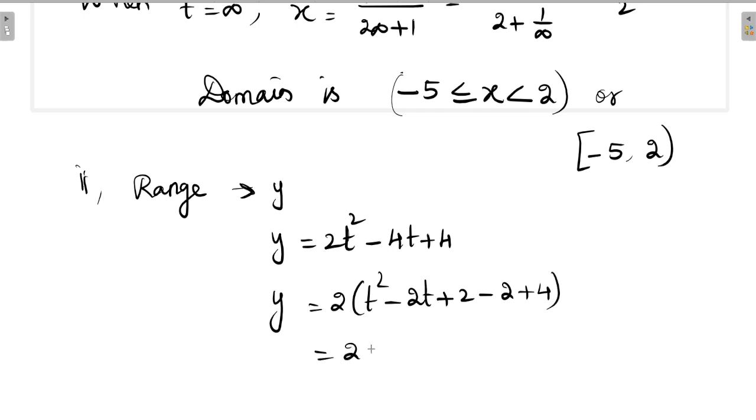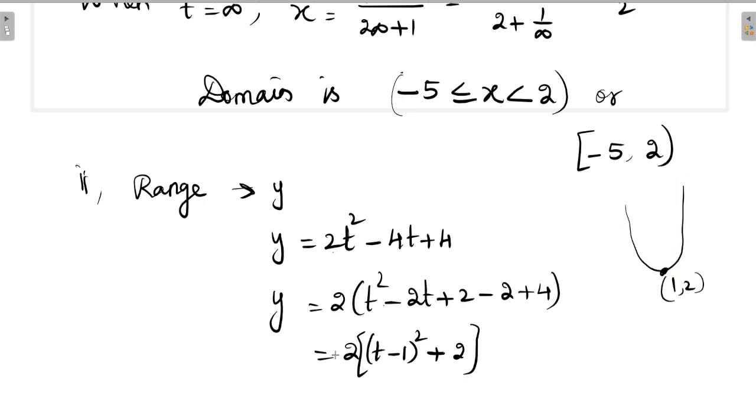So this is equal to 2 times, the first 3 terms are going to be t minus 1 the whole squared, then the last 2 terms are plus 2. See, here the quadratic curve is open upward. The turning point of the curve is 1, 2. This is the minimum point of the curve. So the minimum value of y is 2. All the other y values are greater than 2.